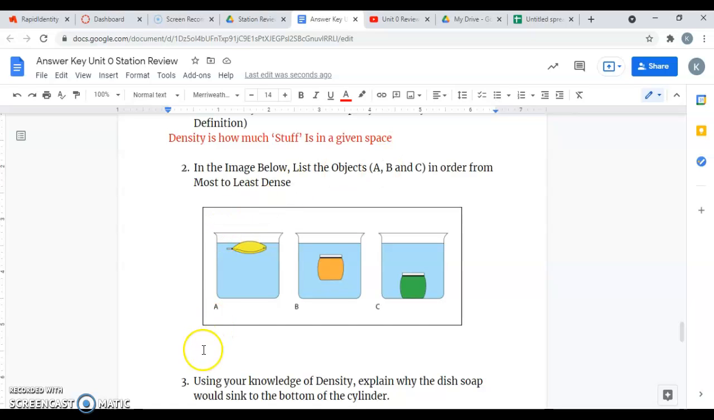So here in question 2, C would be the most, B would be the middle because it's floating in the middle, and then A would be the least dense. Okay, and you know because it's floating on the water. So the least dense will float on the water and the most dense will sink.